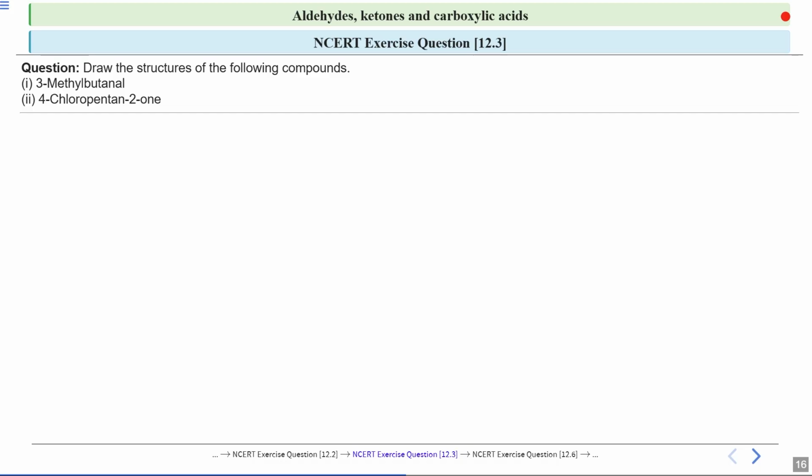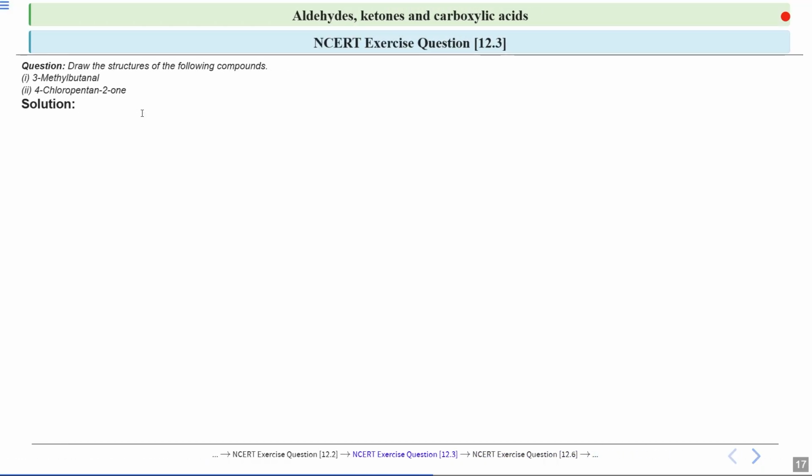You have to draw the structures of the following compounds. Earlier you had to write the names, now you have to draw the structures. So first is 3-methylbutanal and second is 4-chloropent-2-one. Now students, I hope by seeing these names, you are able to identify what functional groups are present. This Al over here clearly indicates an aldehyde group is present. And this 2-one over here, that is ONE, clearly indicates that a ketone group must be present. I hope this is clear by now.